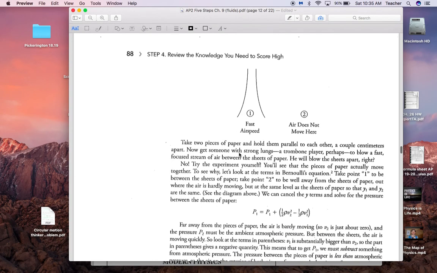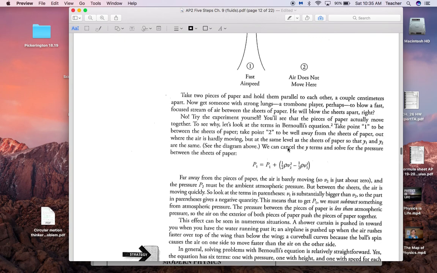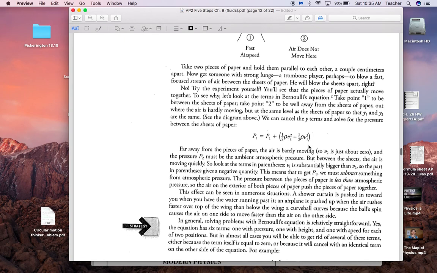I like how they're talking about someone with strong lungs when we have a respiratory pandemic, but not timely. They didn't know that was going to happen. And they do talk about someone with strong lungs like a trombone player, trumpet player, things like that. So this would be kind of cool to do.